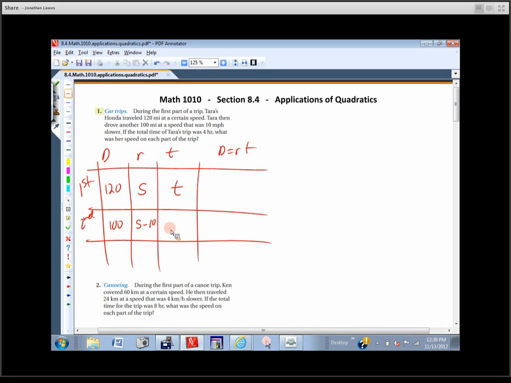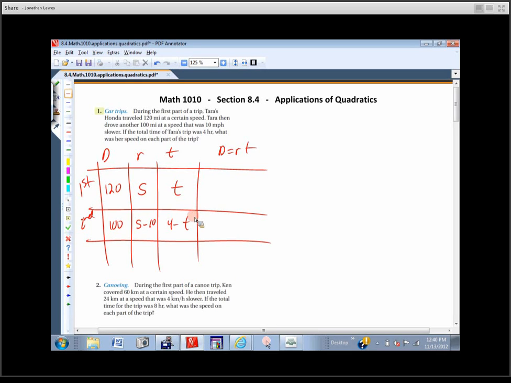If the total time was 4 hours, how could we represent this one right here? Sarah says 4 minus T. Let's see if that notation works out. If this is 2 and the total time was 4, how much time should this one be? Should be 2. 4 minus 2 is 2. If this is 1, how much should this be? 3. 4 minus 1 is 3. So does this notation work? That's one way to do it.